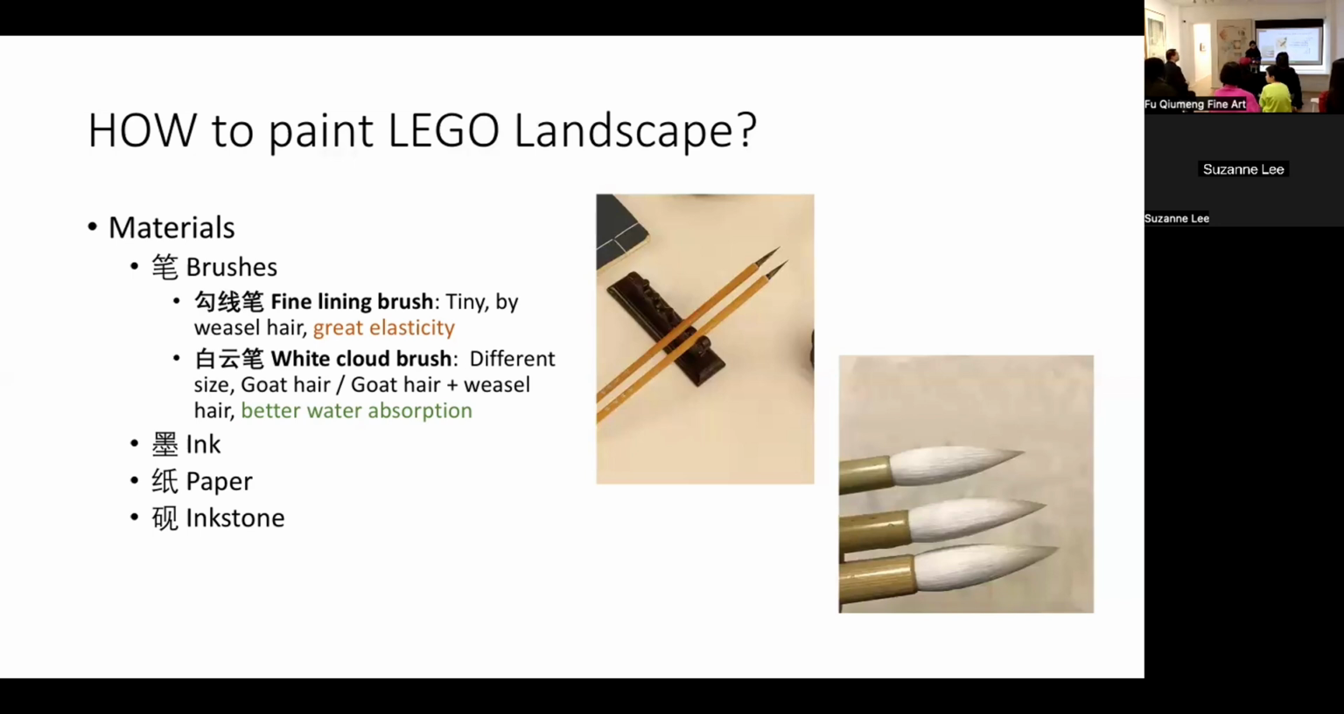For white cloud brushes, it's another kind of brush that has different sizes, a bigger size can be like this, a smaller size can be like this. The size difference depends on how big the painting you need to paint. It's comprised of goat hair or goat hair plus weasel hair in the middle. The goat hair provides better water absorption, so it's easier to do coloring. Is it different from the ones they use for calligraphy? Yeah, I think so.